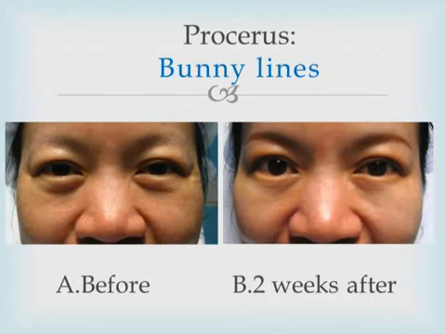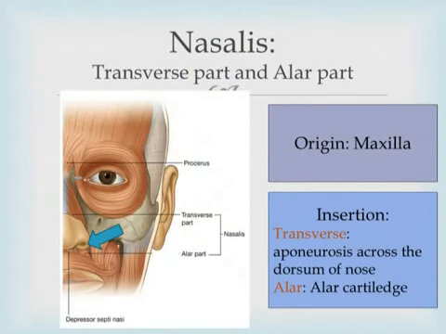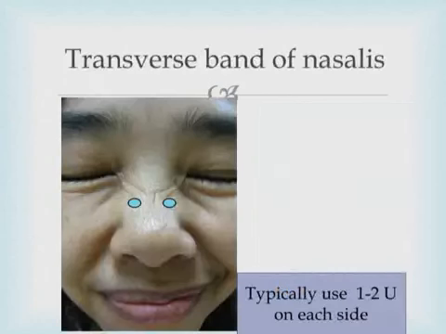So, two weeks later. And how to play with the transverse cord and other parts of the nasal skin. See, the patient has a Y-shaped wrinkle.